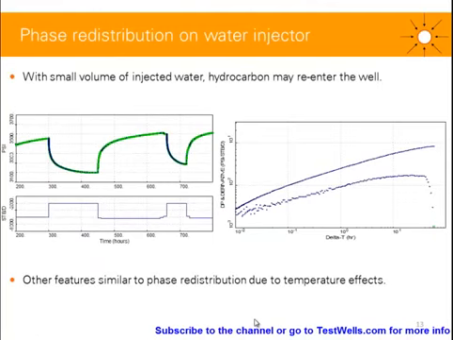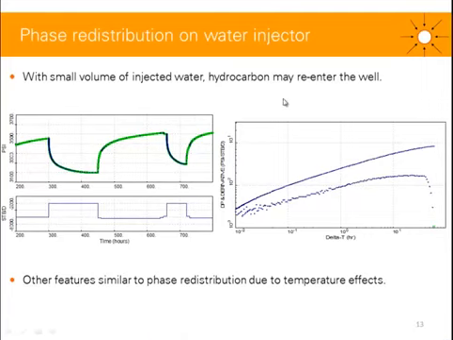Sometimes we may see phase redistribution on water injectors, and especially if you've got a water injection well in a hydrocarbon region with some small volume of injected water, hydrocarbon may re-enter the well. And during shut-in with this PFO, for example, you might see a pressure that stabilizes or even go up as hydrocarbon and gas enters the well. That will be translated by a drop in the derivative, like in this example. And this information could be used to start or stop injection of glycol in the well to try to avoid hydrate formation.